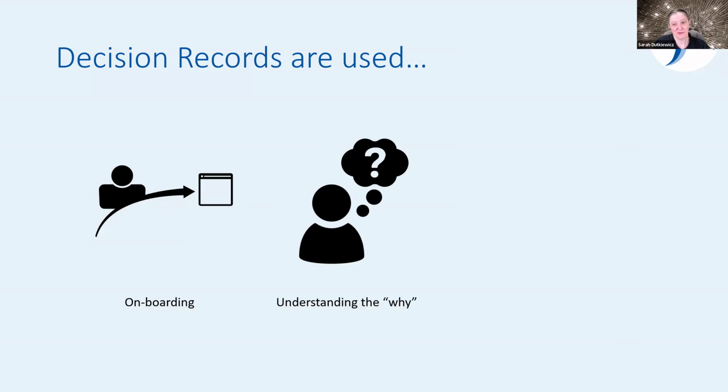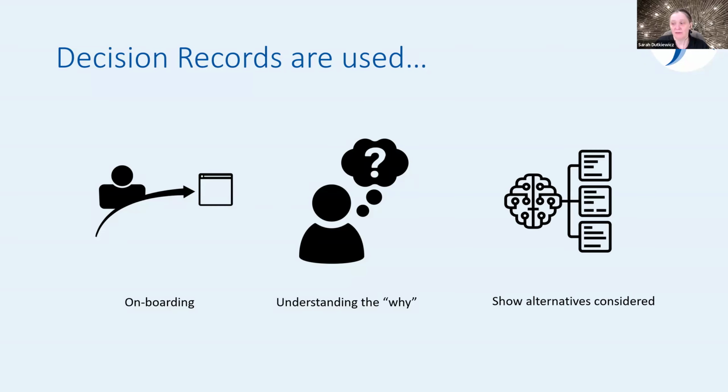ADRs are great for understanding the why. So why was this decision made? Why was this choice made? And also for showing those alternatives. So what was considered? Well, we looked at ERP platform 1, ERP platform 2, and ERP platform 3.